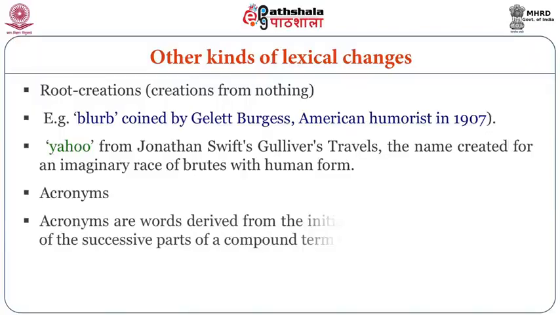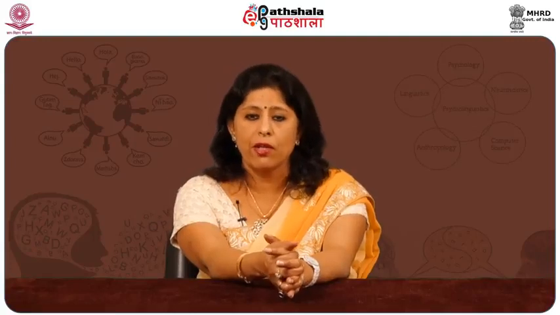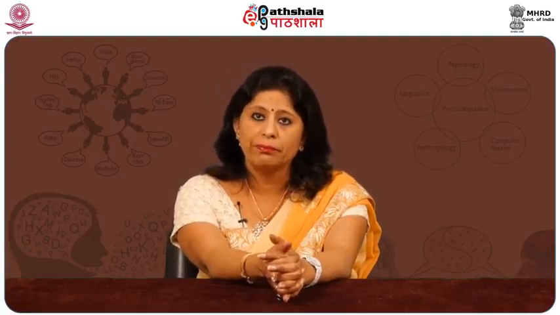Acronyms we have. Acronyms are words derived from the initial letters or syllables of each of the successive parts of a compound term or word, like ASAP. Usually we understand ASAP to denote as soon as possible, but people who don't want to understand it take ASAP to mean as slow as possible. Compact disk is known as CD, or the CIA is Central Intelligence Agency.